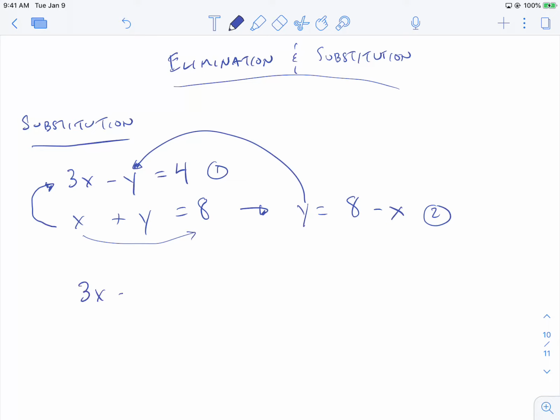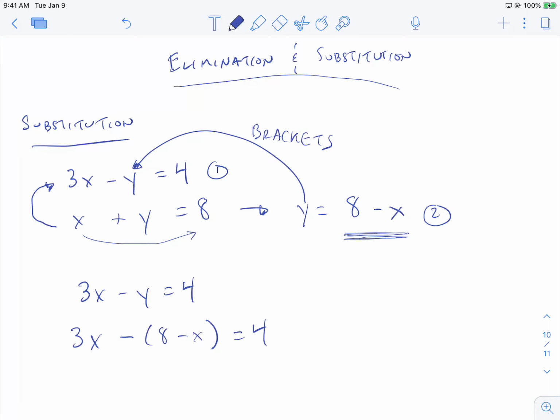We used to have 3x minus y equals 4, but now we're going to take that and substitute it directly in for that y value. So we have 3x minus, and now instead of y, we're going to write whatever y is equal to. That's all this stuff over here, so we're just going to put that in brackets: 8 minus x, equals 4. Whenever you substitute, you must use brackets, and you'll see why in just a sec. So we have 3x minus (8 minus x) equals 4.